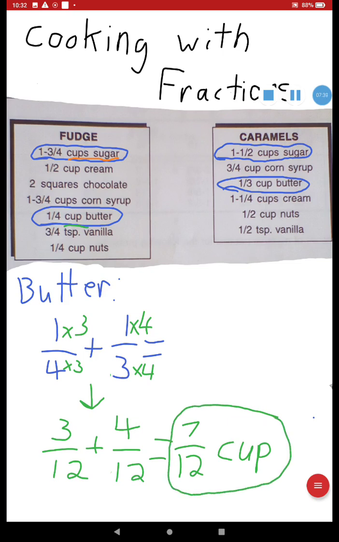At least 7/12. Now, here's the thing. When you go to the store, you can't just bring your cup measure with you. They're not going to just measure out 7/12 of a cup. So you'll need to make sure that you just buy 1 whole cup of butter. Usually butter is sold by the pound, and 1 pound of butter is usually about 2 cups. So you're going to have to buy more butter than what you need, because at the store they're not going to cut up the sticks of butter to be 7/12. But you know that you need at least that amount in order to make your fudge and caramel.